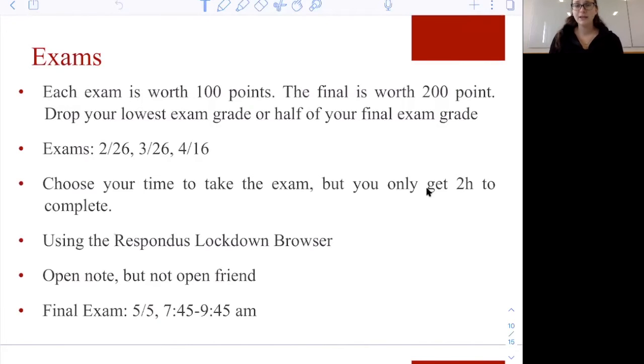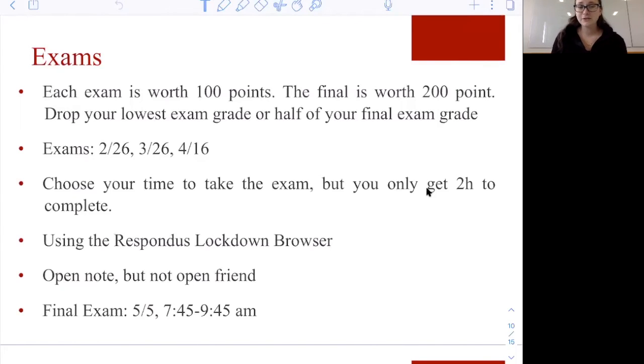However, you only get 2 hours to complete it. So once you start, you only have 2 hours. The caveat with this as well is that if you start the exam at 11 o'clock, you have to have submitted it by midnight. It is only available until midnight. So this allows you guys to modify your day in order to allow for that 2-hour time block to take your exams. So if you have work or anything like that, you can take it before work or after work.